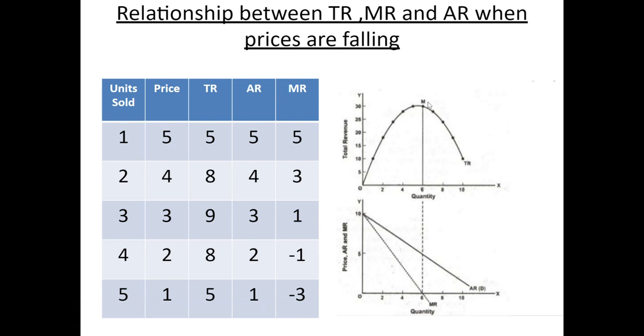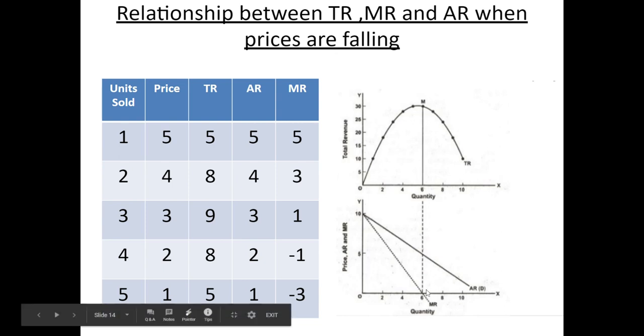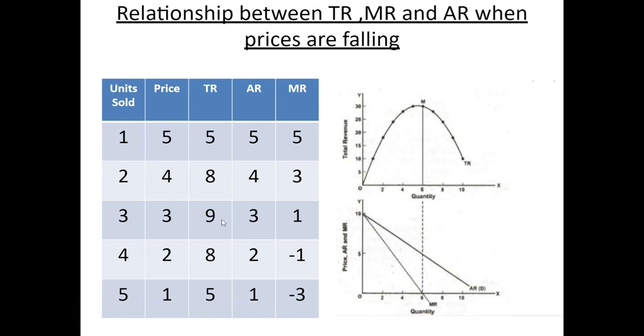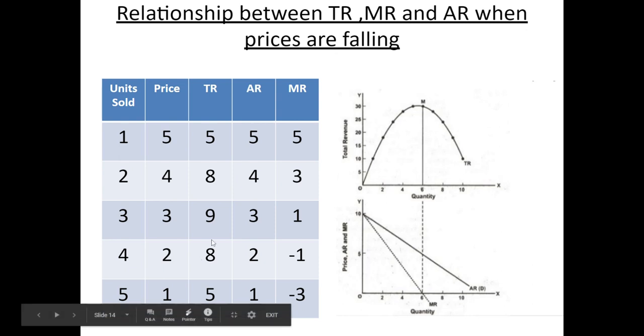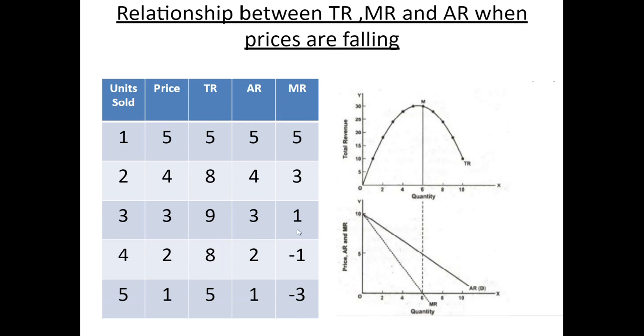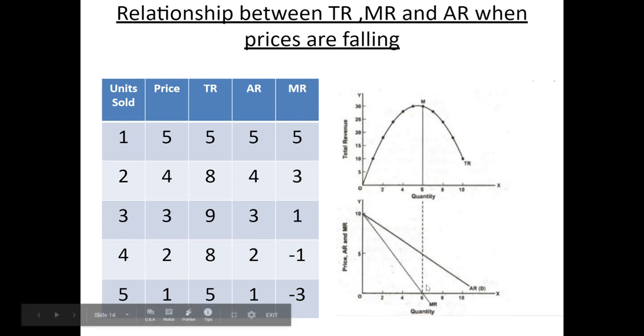Notice that the point which is the maximum of TR is the same point at which MR is becoming 0. So as you can see in the schedule also, between this third and the fourth unit, where TR is maximum, the MR turns from positive to negative. So this is the point where TR is maximum and at the same point MR is 0.